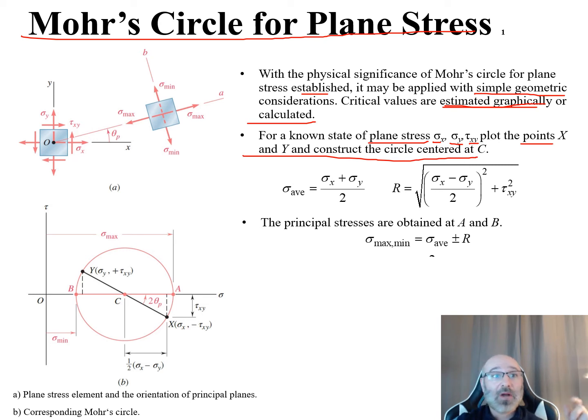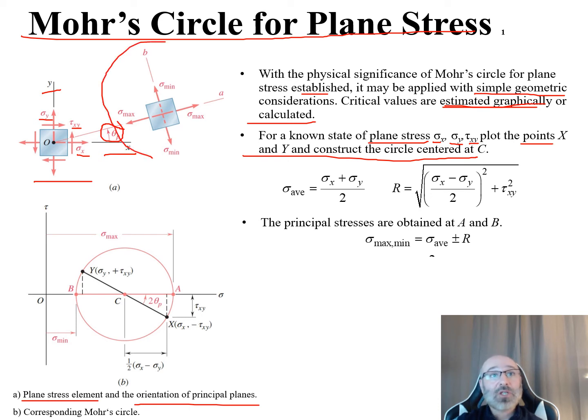So we come back to part A, where we have our plane stress element and the orientation of our principal planes right there. Here's our stress element that we've seen before. Now we have our sigma y going in our positive y direction, our sigma x going in our positive x direction, and our shearing stress, tau xy. Then we can rotate it about this theta sub p.